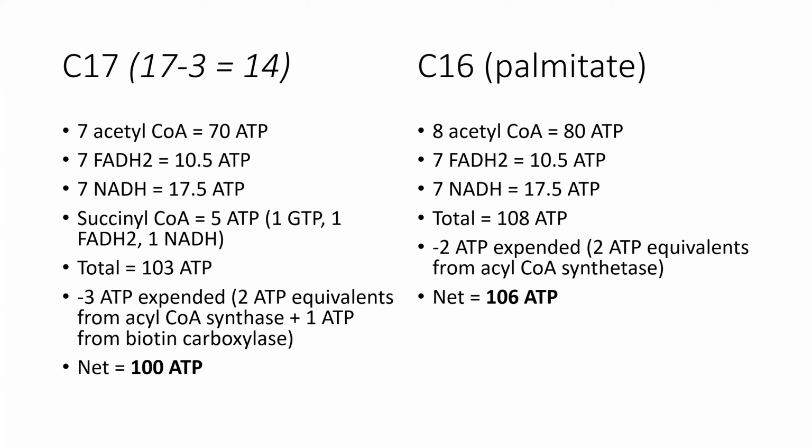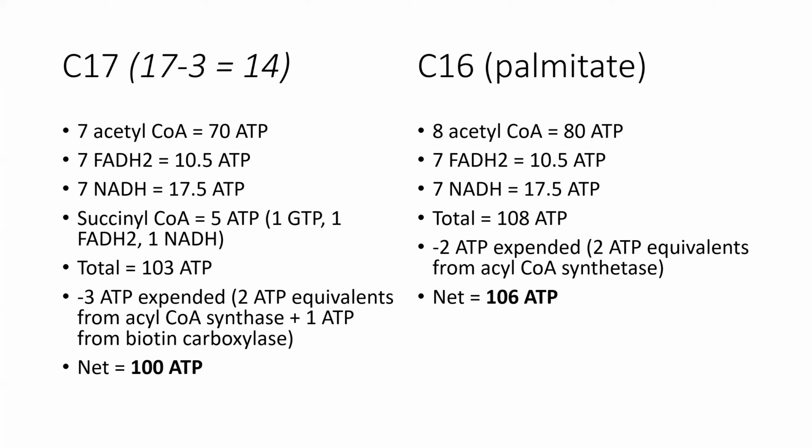In comparison, for C16, you have 8 acetyl-CoAs. And so acetyl-CoA can enter the TCA cycle and generate 10 ATP. And so here you have an additional acetyl-CoA because the 3-carbon molecule doesn't form. The very last molecule you end up with is an acetyl-CoA. This enters earlier in the TCA cycle than succinyl-CoA, so you have an additional 5 ATP.